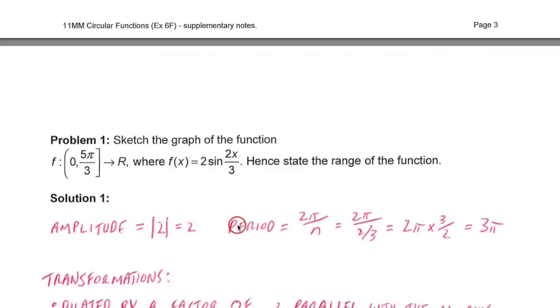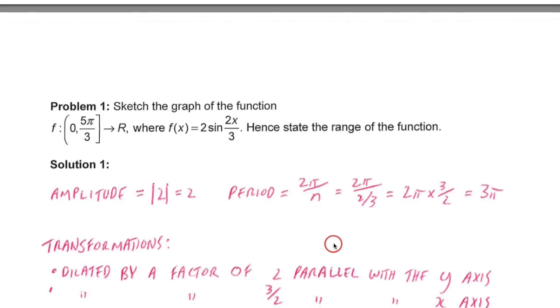Our period is 2 pi on n. Now n is just the number in front of the x, so we can think of this as 2 on 3 times x, so 2/3. So 2 pi over 2 on 3 is the same thing as getting 2 pi and multiplying by 3 on 2, and we see that it's equal to 3 pi. So in other words, one full wave will be completed as theta goes from 0 to 3 pi. That's how long it will take.